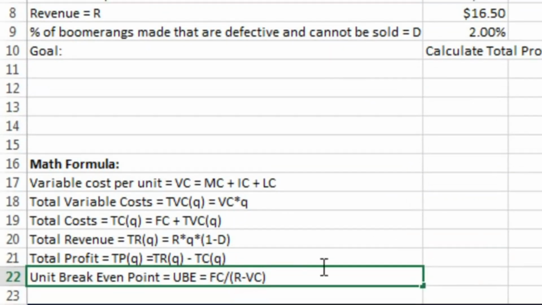Now remember, we have a twist. We have 2% of the boomerangs that cannot be sold. But remember, that 2% does not affect the variable cost. So we have to multiply only times the revenue. So for every, we're assuming $16.50, we have to take away 2% of that. So we say times, in parentheses, 100% minus the 2%, which is our D, close parentheses. And that's the formula that will give us our break-even units.